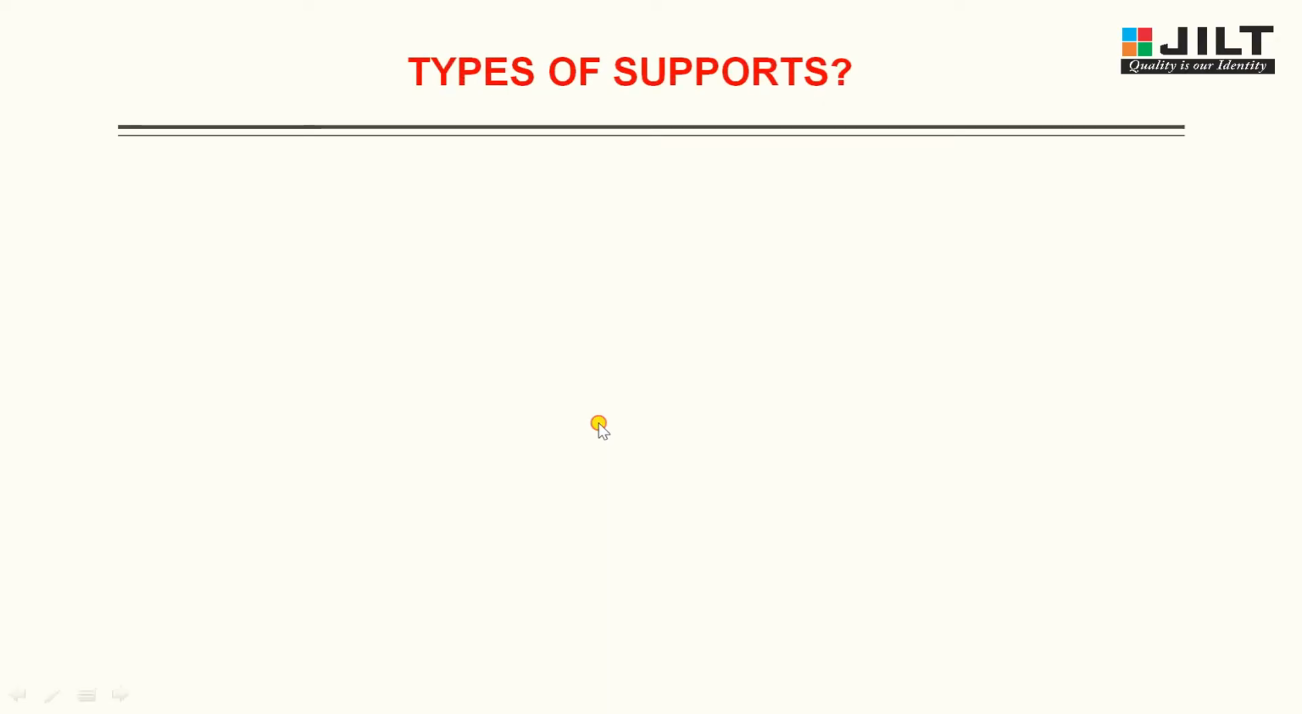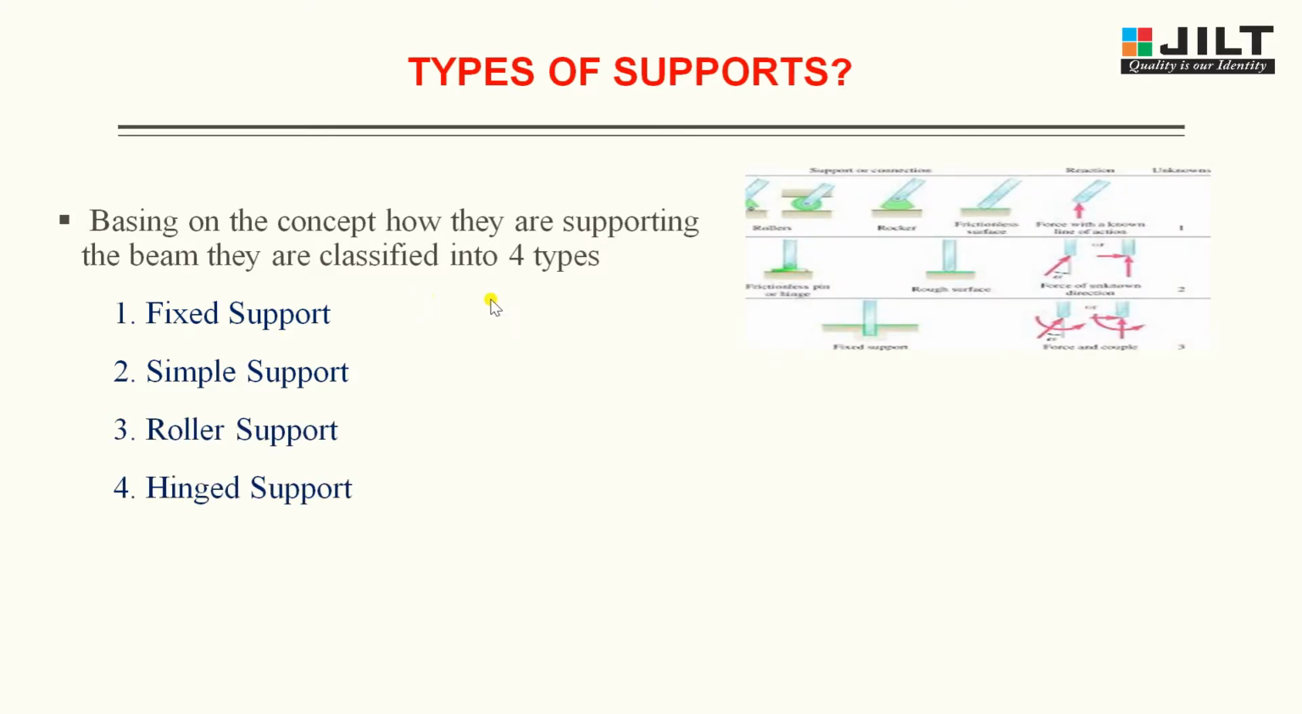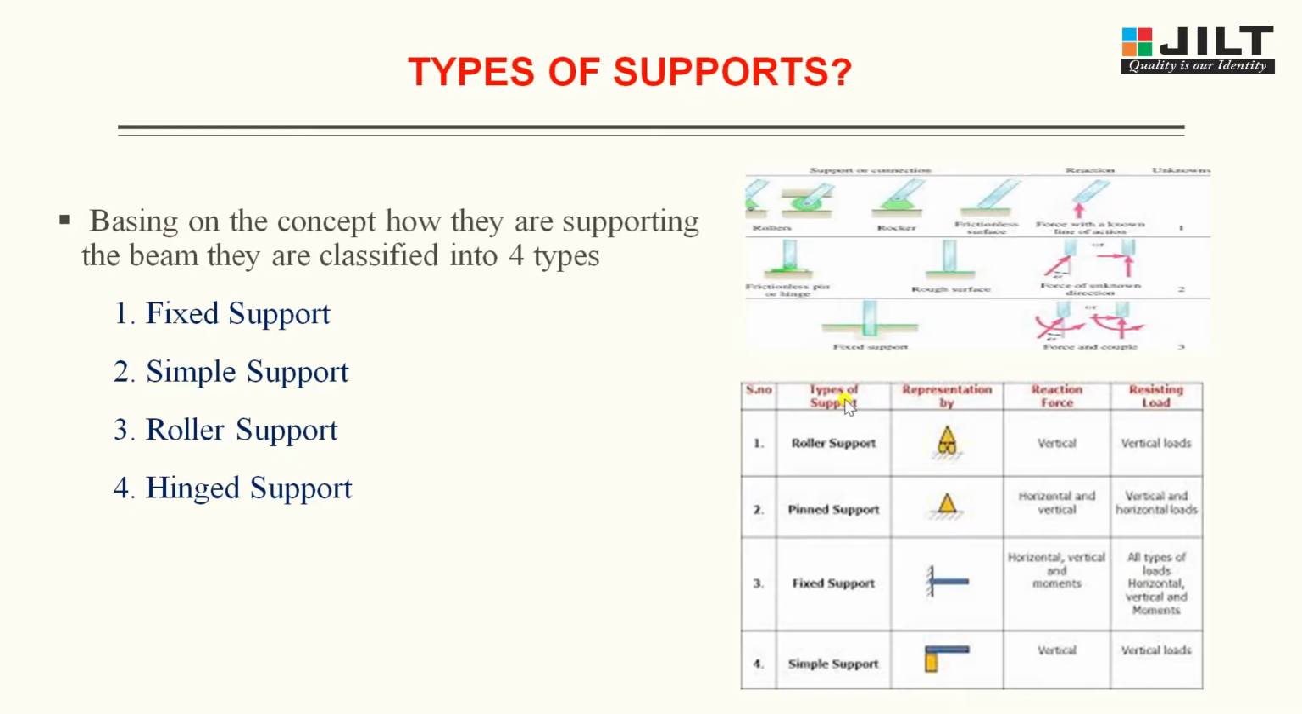Now let us study in detail the types of support. They support the beam. They are classified into 4 types. Number 1, fixed support. Number 2, simple support. Number 3, roller support. Number 4, hinged support. You can view these images showing the types of support. Similarly, here you can view the roller support. This can be viewed as pinned support or simple support. Hinged support can also be known as a pinned support.